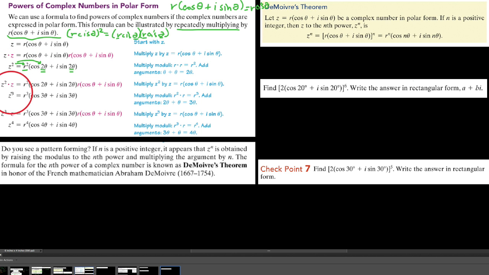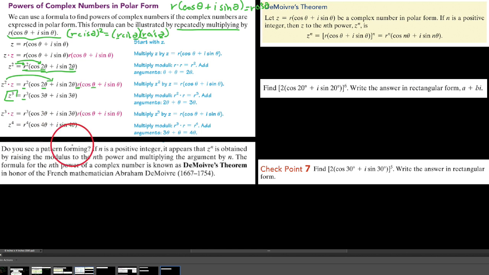So again, what if we were to say z cubed? One way to look at this is we could take our result from z squared, which is r squared cosine 2 theta plus i sine 2 theta, and multiply it by another r cosine theta plus i sine theta. What we get is r to the second times r to the first is r to the third. So for z cubed, we would cube the modulus value, and then we get 2 theta plus 1 theta, which is really 3 theta.